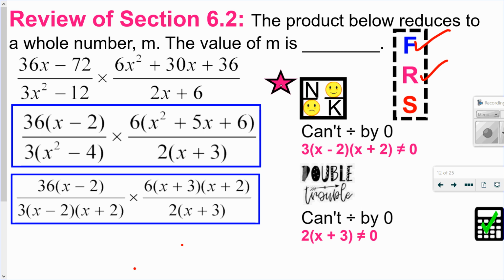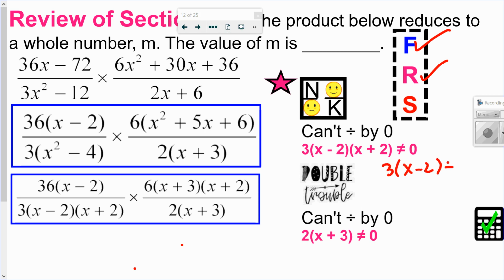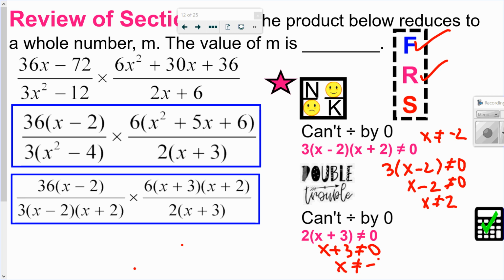For 3 times x minus 2, I'll divide both sides by 3. And then I get x minus 2 can't equal 0, so x can't equal 2. For x plus 2, I just subtract 2 from both sides. And then here, divide both sides by 2 and subtract 3 from both sides. So let's put our restrictions in order from smallest to biggest. Here I'm going to have that x cannot equal negative 3, negative 2, and positive 2.